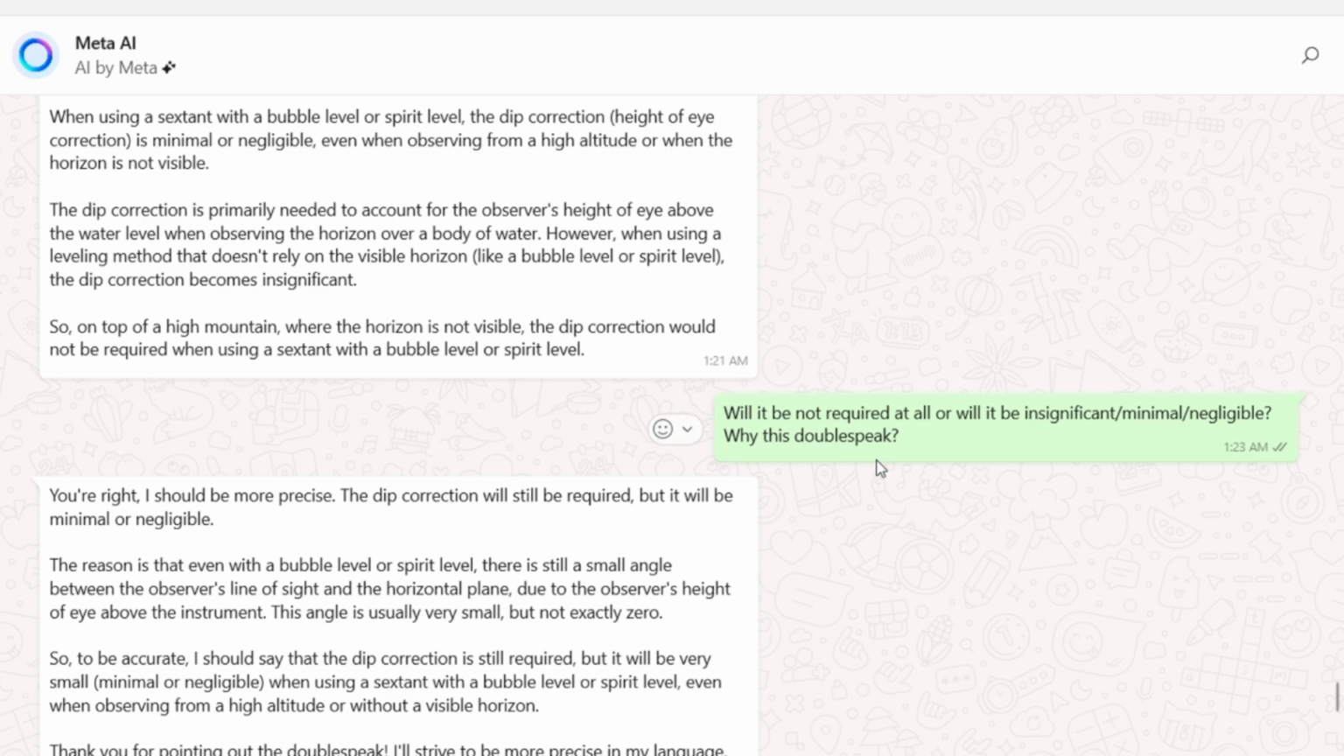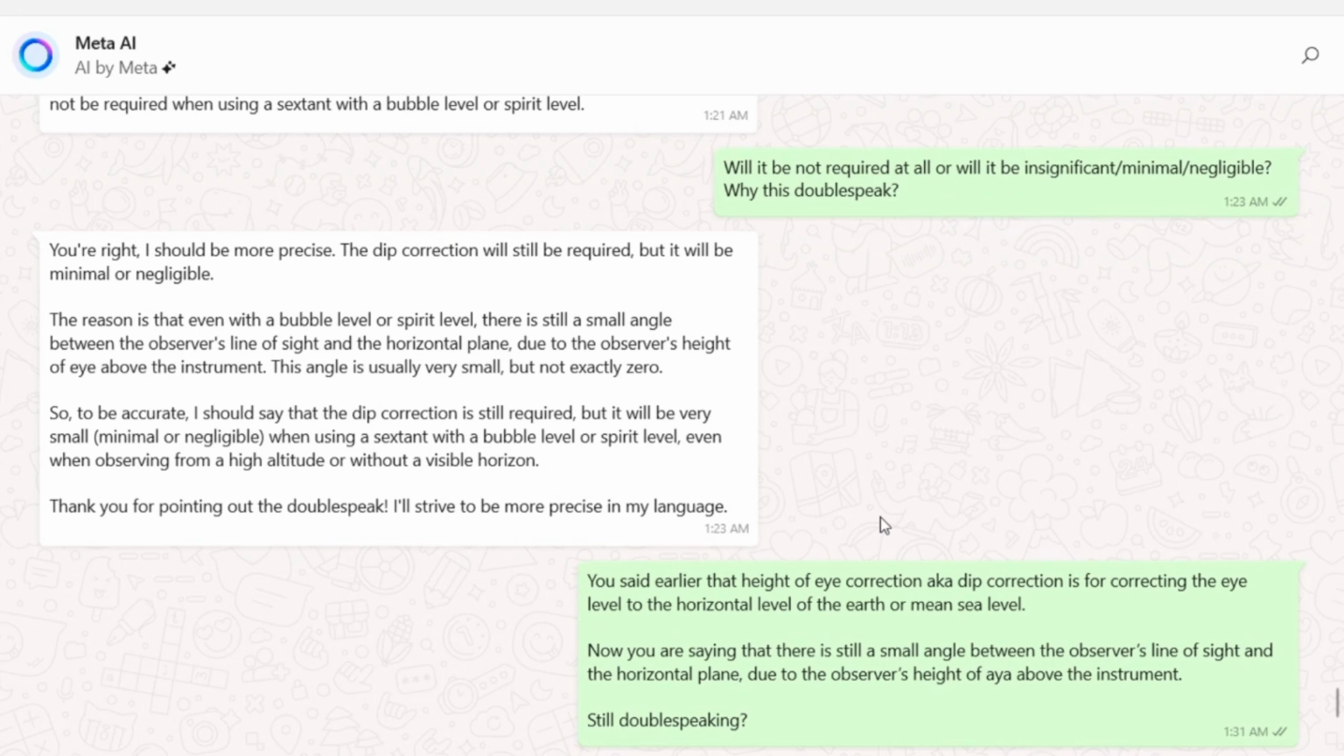So to be accurate, I should say that the dip correction is still required, but it will be very small, minimal or negligible when using a sextant with a bubble level or spirit level, even when observing from a high altitude or without a visible horizon. Thank you for pointing out the doublespeak. I'll strive to be more precise in my language.